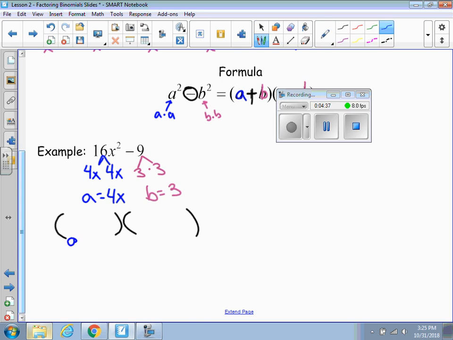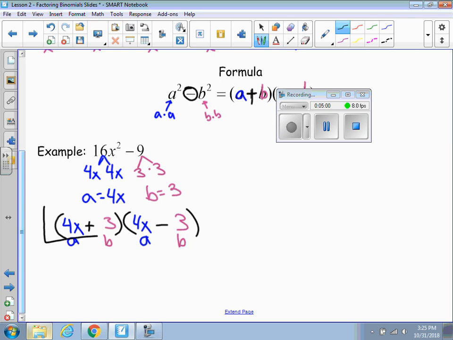It goes A, B, one's a plus and one's a minus, and we just literally fill in accordingly. So what was our a value? That was 4x. What was our b value? That was 3. No, you don't have to write the a and the b underneath in colors. I just wanted to show you how that works.